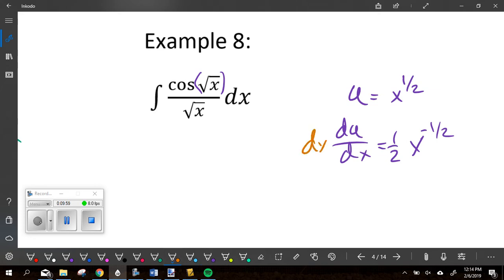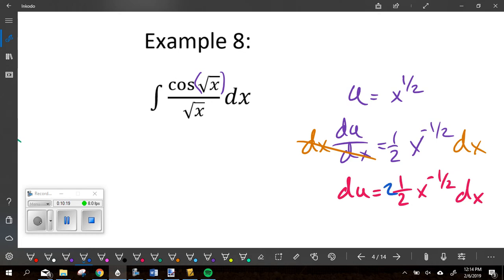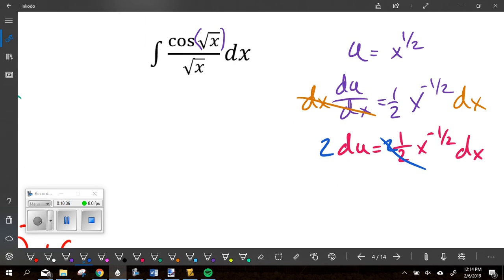How to get dx by itself? Well, I'm going to multiply both sides by dx. Those are going to cancel. I've got du equals 1/2 x to the negative 1/2. I want to get rid of 1/2. How do I get rid of 1/2? I'm going to multiply by 2. And so when I multiply this side by 2, this side by 2, that's going to cancel. And then I want to get rid of x to the negative 1/2 power. It's being multiplied right now. So if I want to get rid of it being multiplied, what can I do with it? I'm going to divide. You might have done this differently. This is just how I'm writing it. I'm going to divide both sides by x to the negative 1/2 power.